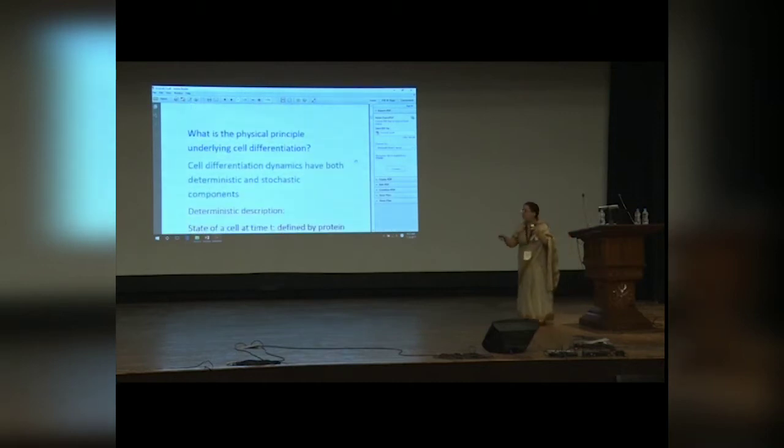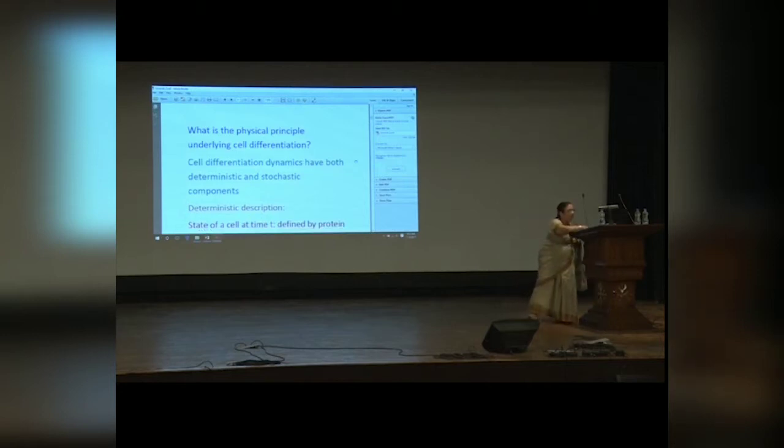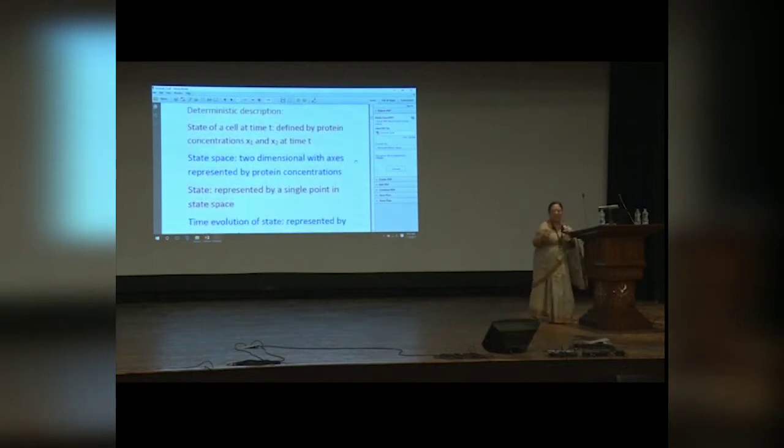So now enters the physicist into the picture. What is the physical principle underlying cell differentiation? Can we answer the question? Cell differentiation dynamics have both deterministic and stochastic components. I'll quickly give you the deterministic description.